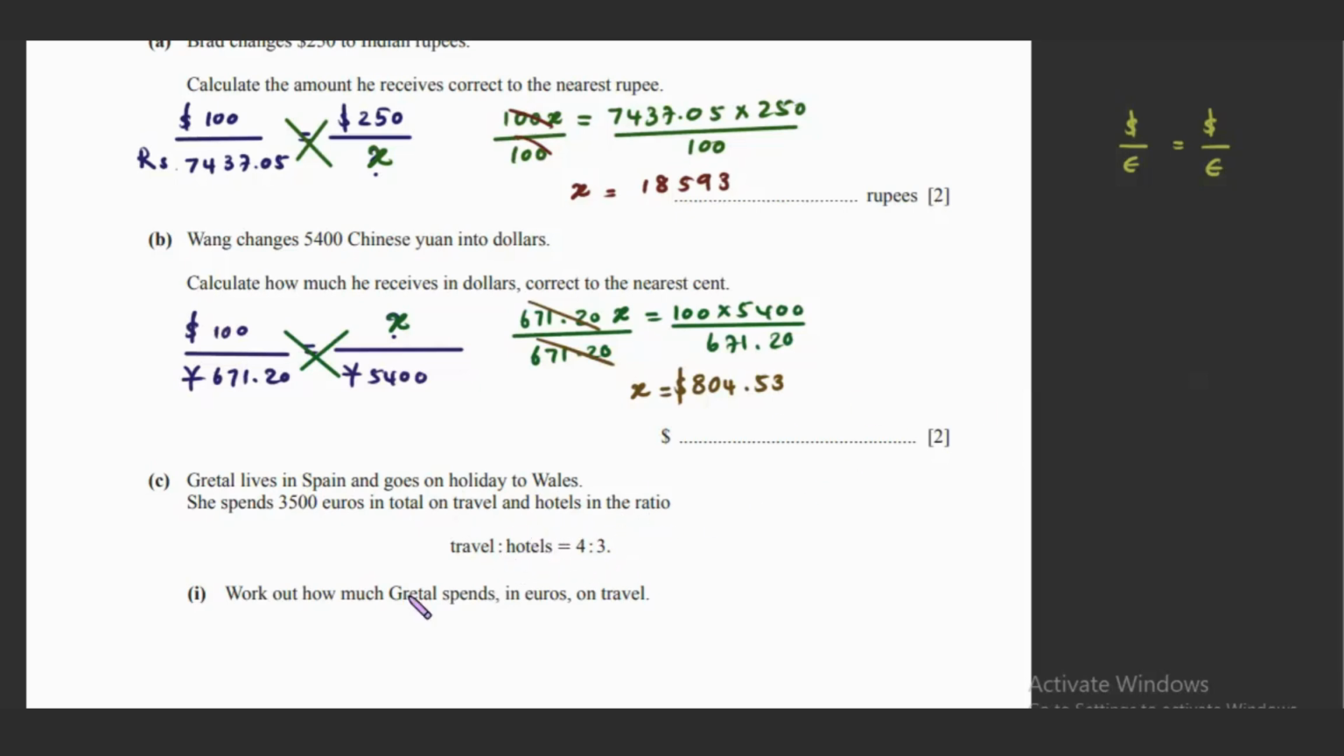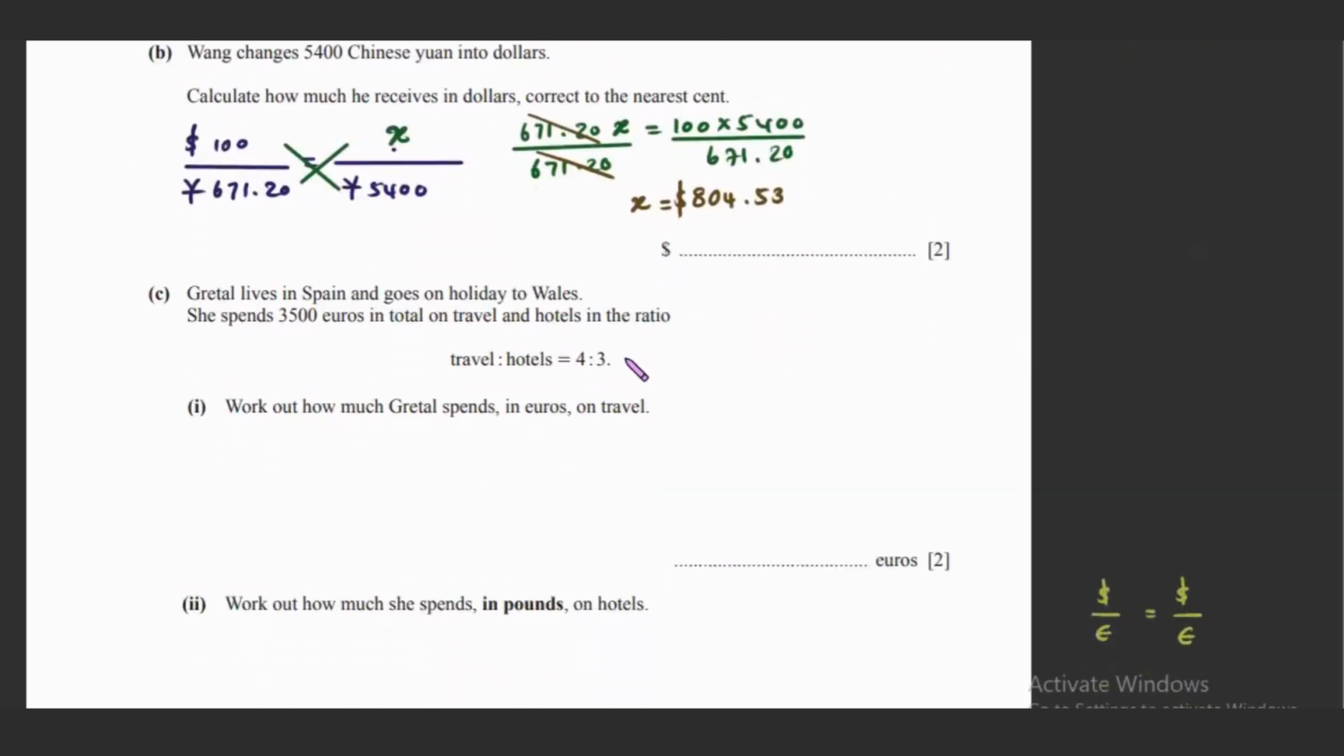So they have given the ratio here. Work out how much she spent in euros on travel. First we're going to see the total number of parts that we have, 4 and 3, which makes 7 parts. Which means out of these 7 parts, we're spending 4 portion out of it on travel, because we need to find for travel.